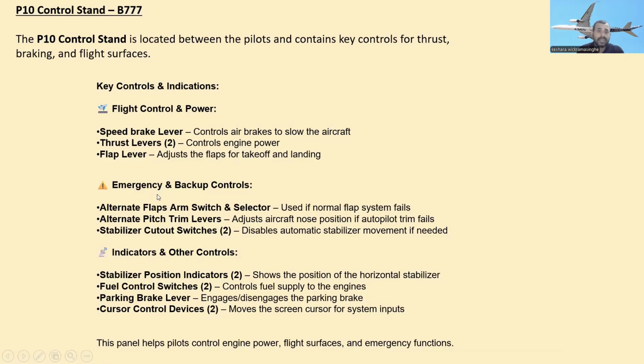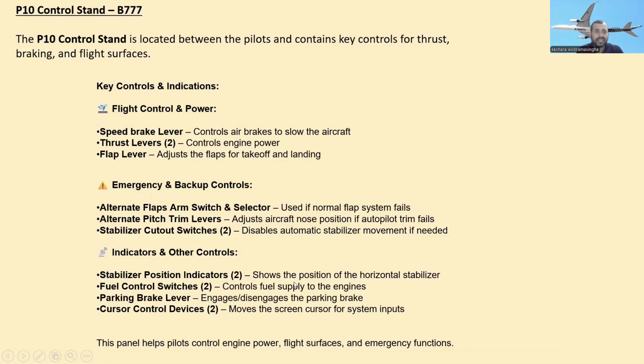And the next one, emergency backup controls. They have three emergency backup controls: the alternate flap arm switch and selector, the alternate pitch trim levers, and the stabilizer cutout switches. They have two. So what are the functions? The alternate flap arm switch and selector are used if the normal flap system fails, the alternate pitch trim levers adjust aircraft nose position if autopilot trim fails, and the stabilizer cutout switches disable automatic stabilizer movements if needed.